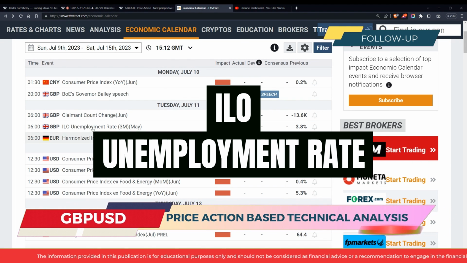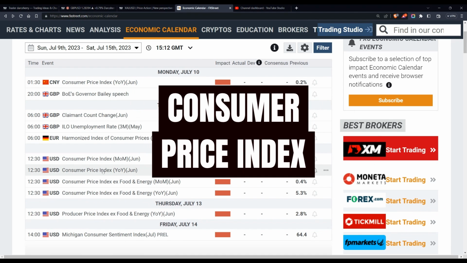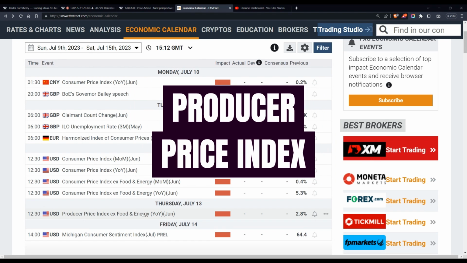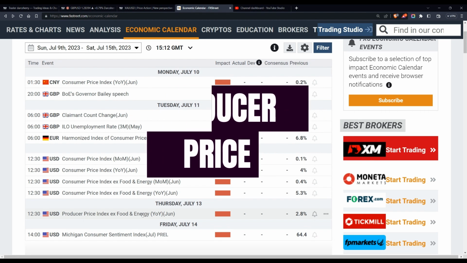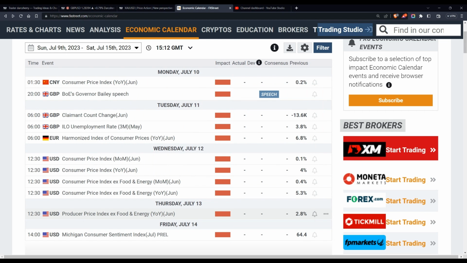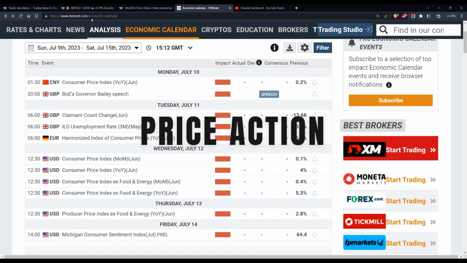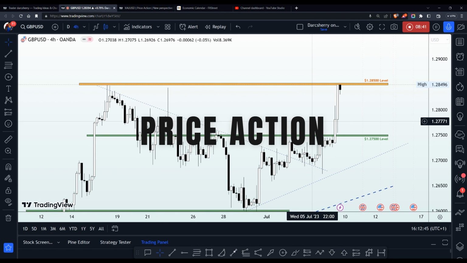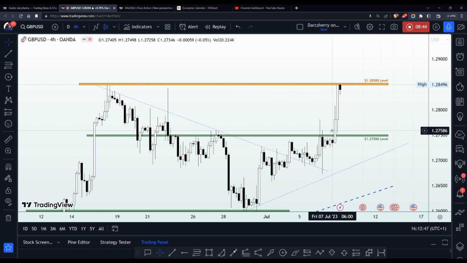Then on Wednesday, we have the consumer price index. And of course, on Thursday, we have the producer price index. And on Friday, we have the Michigan Consumer Sentiment Index. So these are very high impact events that everyone in the market will be looking forward to. And of course, the anticipation of these events will reflect on the chart as price action. And as a result of this, we want to remain patient and see what will go on within this range during the early hours of the week.